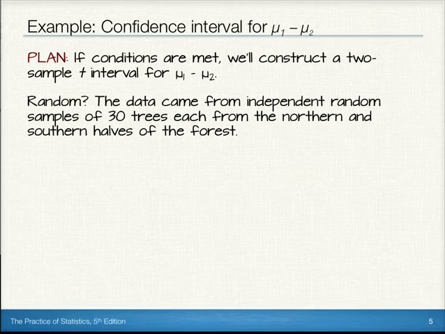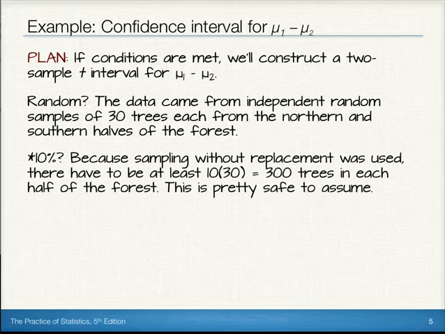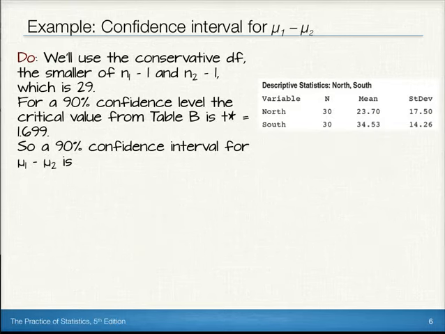We note that the data came from independent random samples of 30 trees each from the northern and southern halves of the forest, so our random condition is met. Because we're sampling without replacement, we have to check our 10% condition. We need at least 300 trees in each half of the forest, and I'd say that's pretty safe to assume. And the box plots here give us reason to believe that the population distributions of DBH measurements may not be normal due to the skewness in the box plots. However, because both sample sizes are at least 30, we're safe using t procedures.